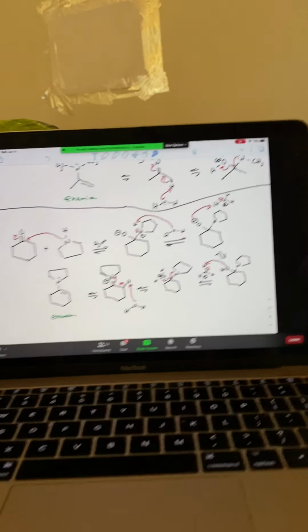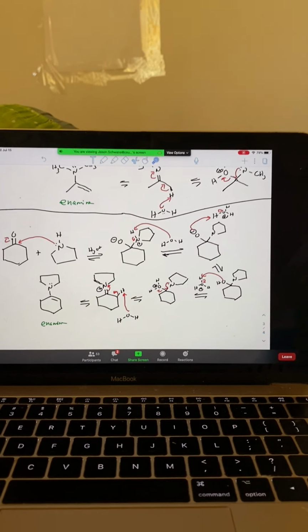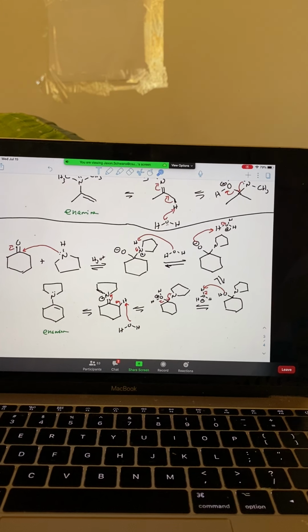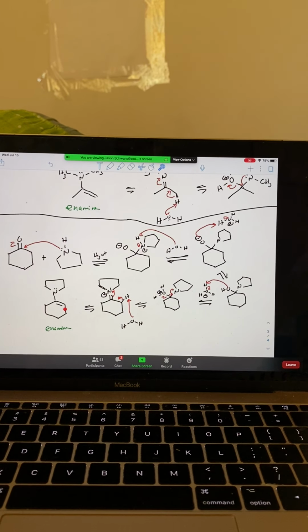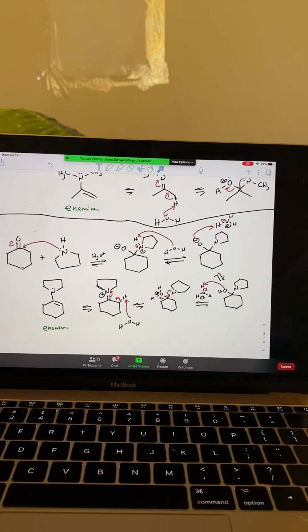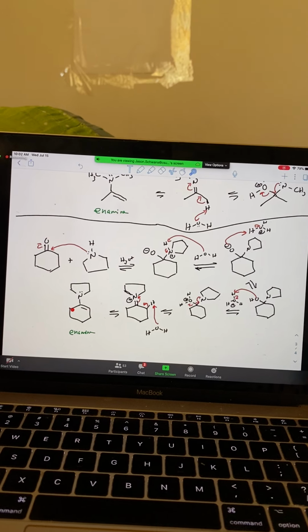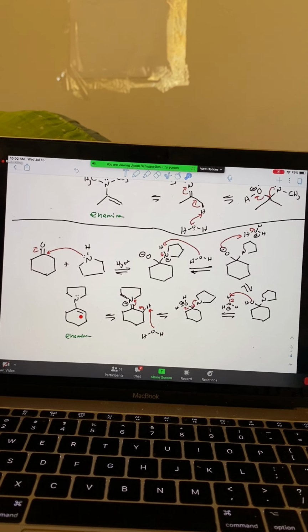So then, as Crystal asked, does it matter which side the double bond ends up on? Yes, and this is a very good question as well. In this particular case, it doesn't, and I'm particularly here using enamines where it doesn't matter which side the double bond would end up on because it would be the same in both cases.